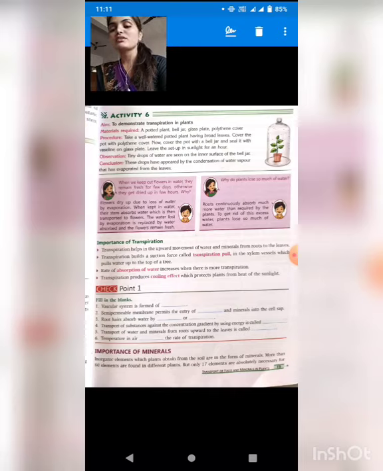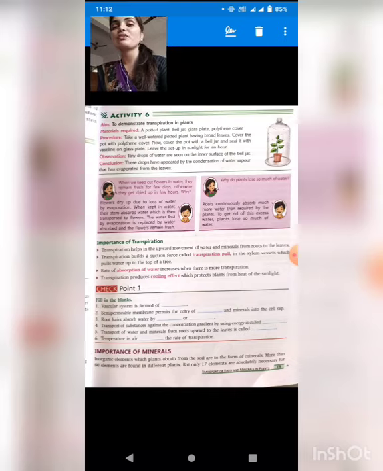Now the third one is that the rate of absorption of water increases as the rate of transpiration increases. Now, transpiration produces a cooling effect. In summer also students, when we sweat, our body temperature gets lowered. Like in plants also students, when transpiration takes place, the temperature gets cooled down.